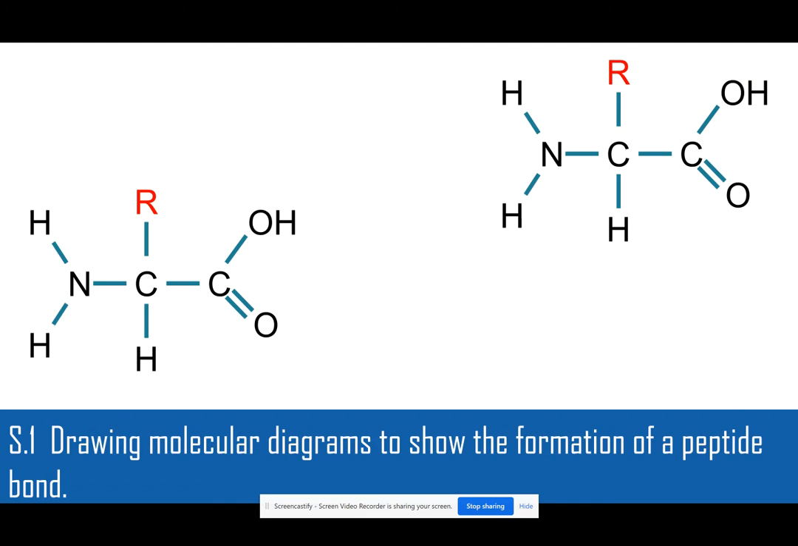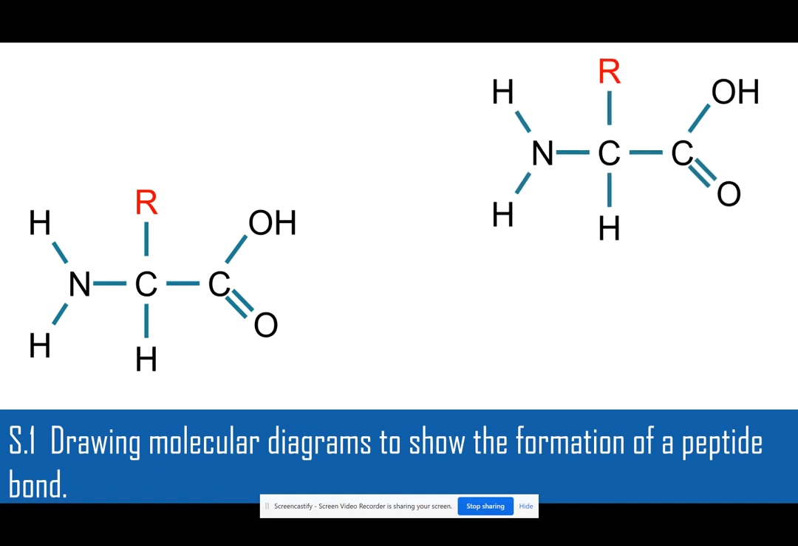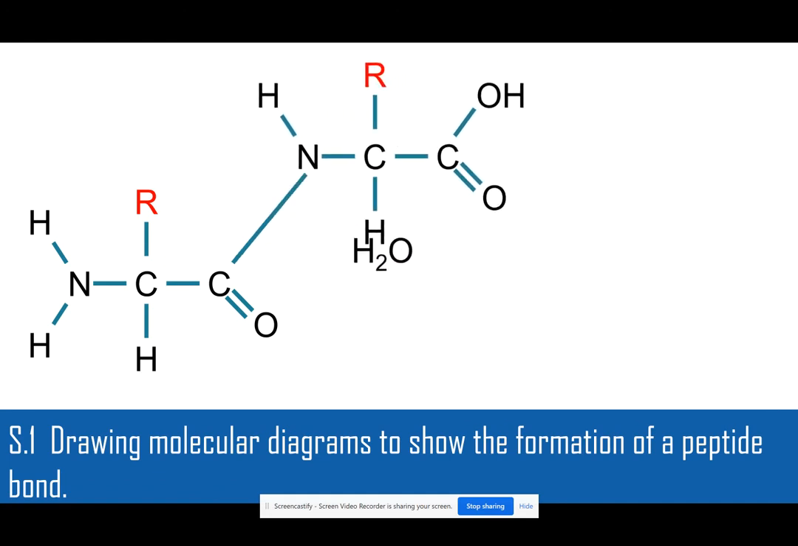So, what you need to do right now is be able to draw a molecular diagram that shows the formation of a peptide bond. Okay, so take a minute. I want you to draw these two amino acids. And remember, you can pause the video whenever you need to. And then we're going to show them linking up. That water comes out. And that is the peptide bond from the carbon to the nitrogen.